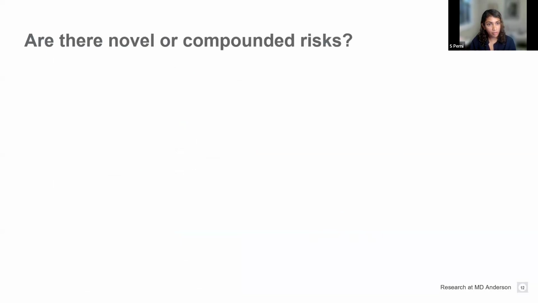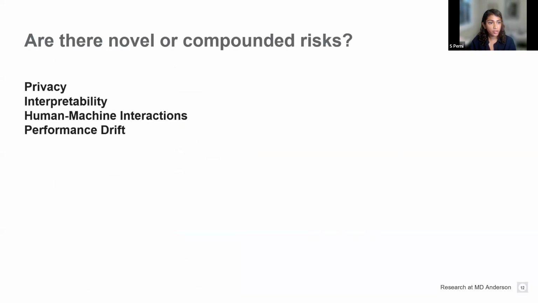So are there novel or compounded risks to the use of AI in clinical research and trials? I think that there are some that we should definitely discuss, specifically thinking about privacy, interpretability, human-machine interactions, this concept of performance drift, as well as bias, which I know Dr. Bitterman also touched upon a bit.